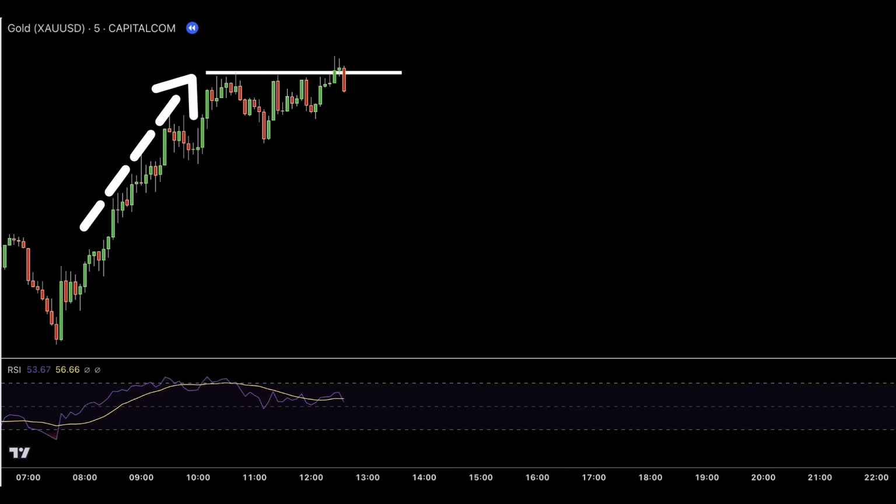As price approaches a well-defined resistance level, it breaks above it before quickly closing back below. This is a classic liquidity sweep. In this situation, smart money pushes price beyond resistance to trigger breakout buyers and stop-loss orders before reversing the market in the opposite direction. Now, take a look at the RSI indicator.